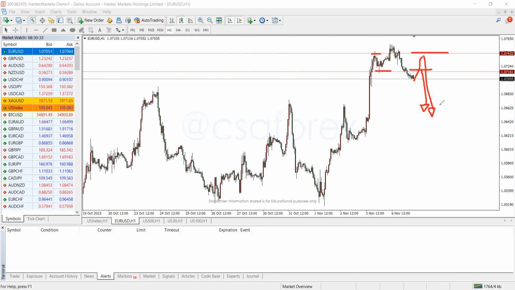So if your risk is 1 and then your reward is probably like 5 or 10 or 20, of course, the higher the better. And this is what I personally do whenever I want to enter the market. Before I click the buy or sell button, I always make sure that the risk to reward ratio is good to go.